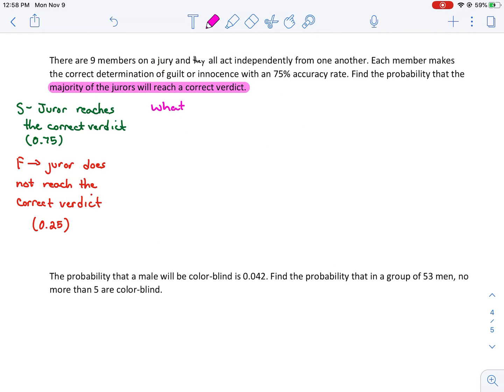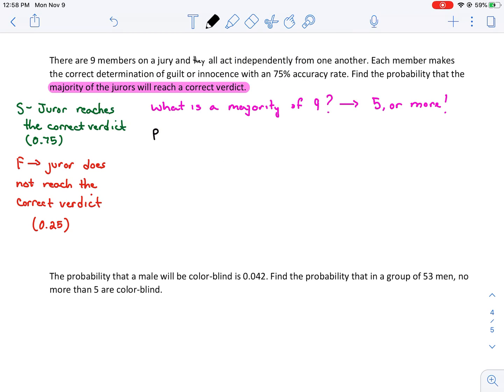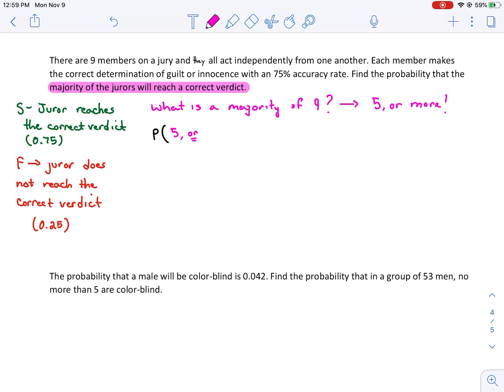So my question to you is, what is a majority of 9? Well, if you answered 5 or more, you would be correct. So this is the probability of 5 or more successes out of 9.